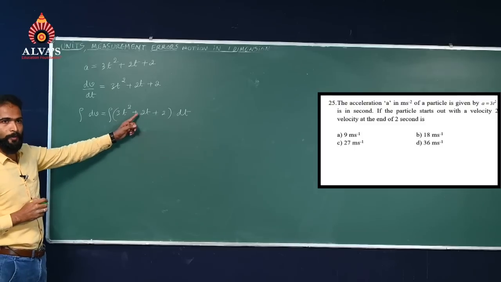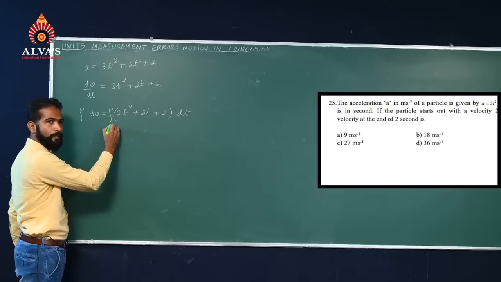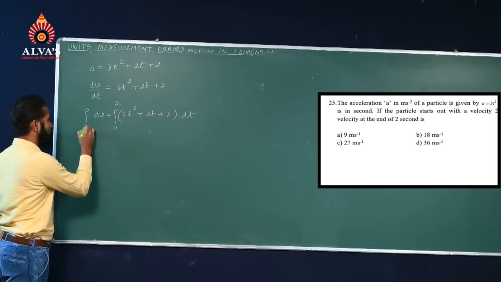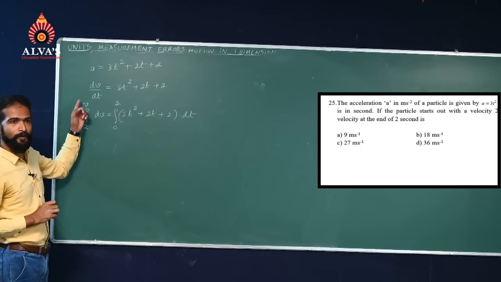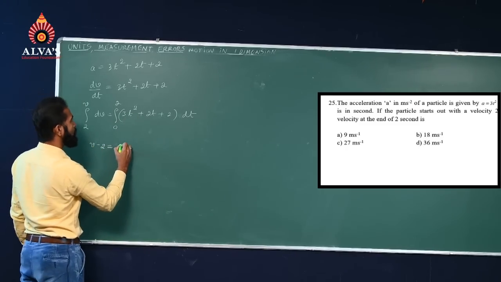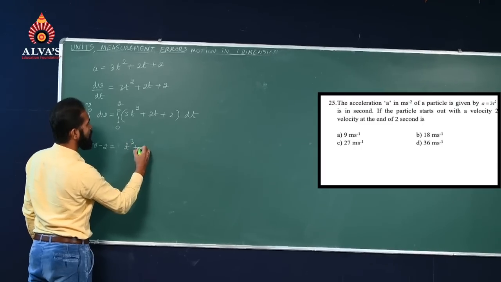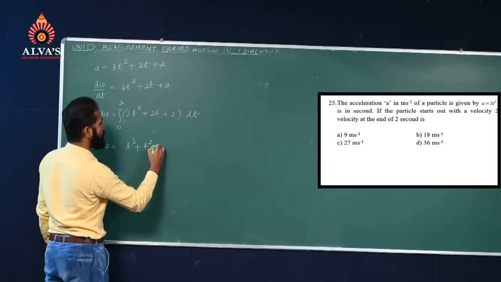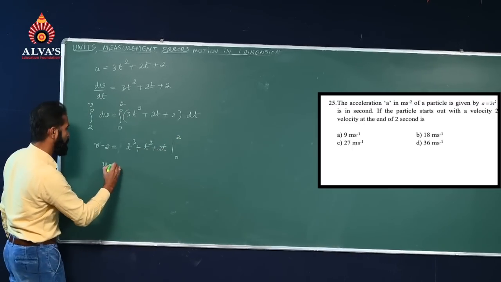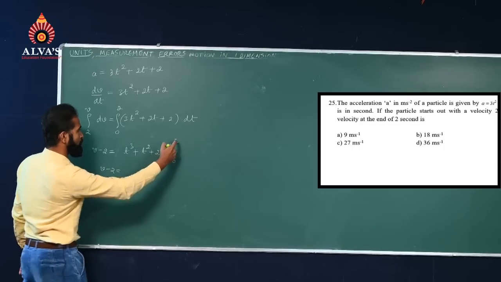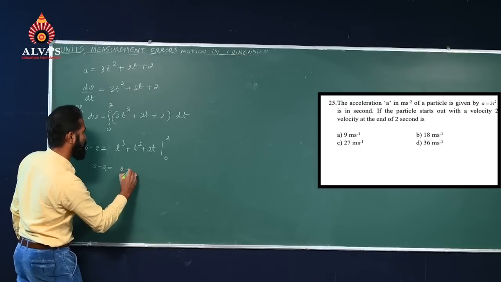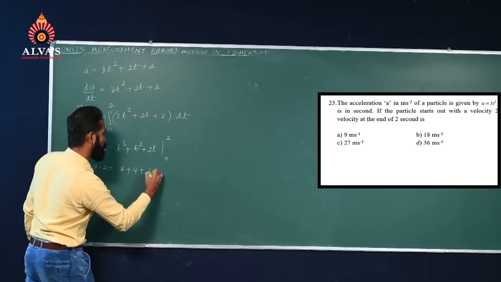Now you have to carefully substitute the limits for integration. Here the time has a limit from 0 to 2 seconds, whereas the initial velocity is given as 2, and the final velocity is unknown. That final velocity has to be calculated. So this becomes v minus 2, that is equal to, on the other side, t cube plus t square plus 2t from 0 to 2. So v minus 2 will be equal to, now substitute the upper limit, that becomes 2 cube, that is 8, plus 4 plus 2 into 2.